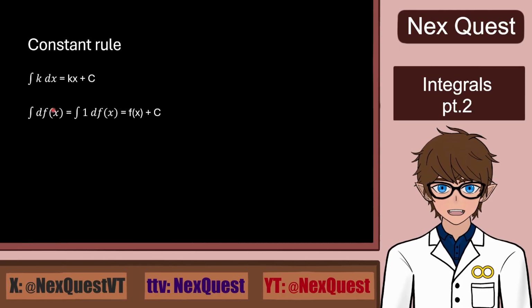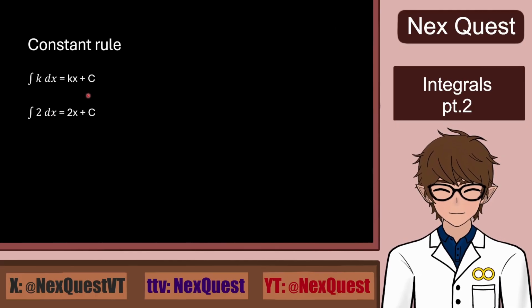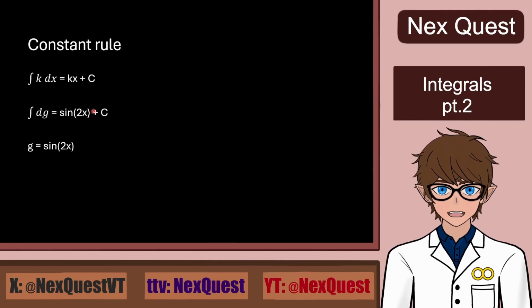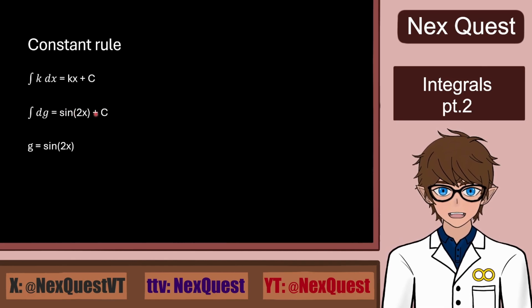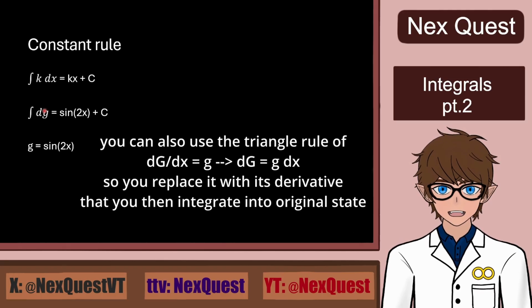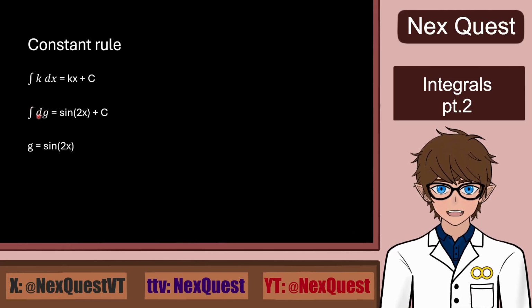This comes in handy later, but this could be x squared, this could be e to the power of x, whatever. An example, like I said: the integral of 2 dx would be 2x plus C. And the integral of dg, where g is the symbol for the function sine of 2x, the result would be sine of 2x plus C, because the function in the differential form is being integrated, so it's just present.